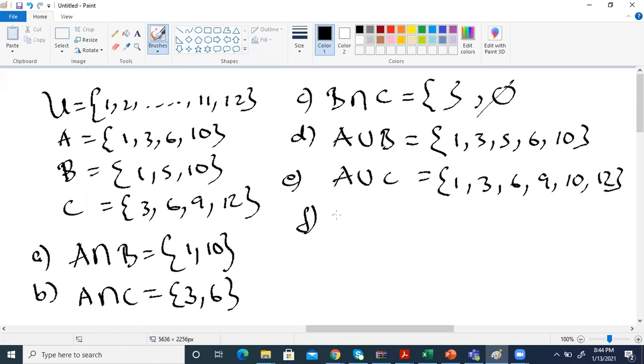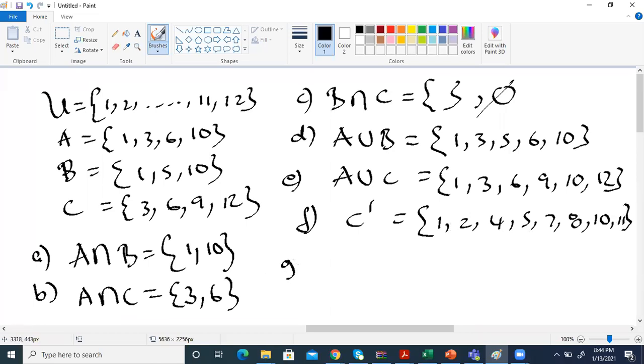Then F is C complement. What's that? 1, 2, 4, 5, 7, 8, 10, and 11. All right, looks good so far.